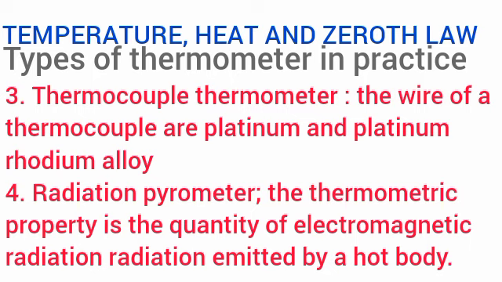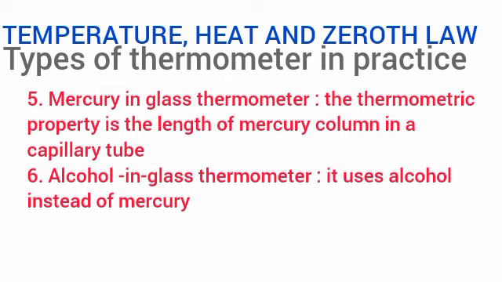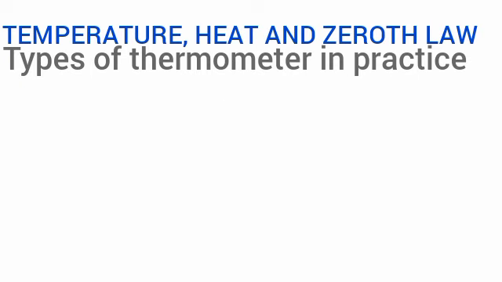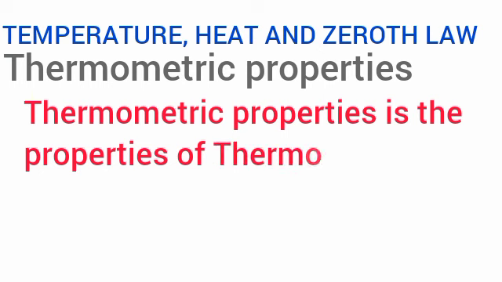This type of thermometer is useful when measuring the heat of a very hot body which the instrument cannot get close to. We also have the mercury in glass thermometer, which is a very common thermometer in use. We also have the alcohol in glass thermometer, which is also very common in use. The thermometric property of the mercury in glass is the length of the mercury column in a capillary tube, and the same applies to the alcohol in glass thermometer, whose thermometric property is the length of the alcohol in the capillary tube.